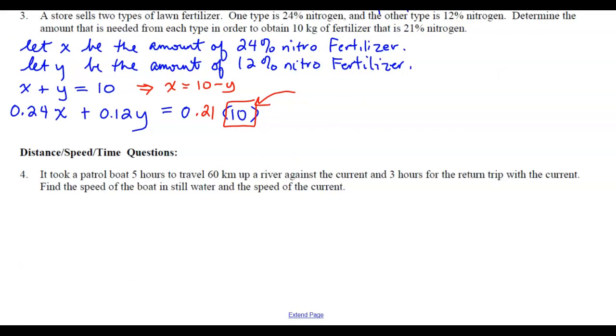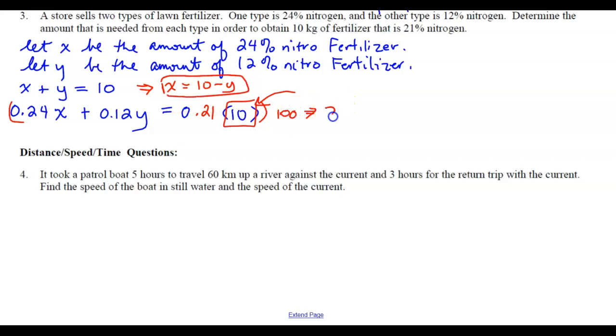Probably, for a lot of students, getting rid of the decimals prevents some errors of missing decimal places and that kind of thing. So I'm going to multiply this through by 10. So this one I solve for x. This one I'm multiplying by 10. Oh, not 10, sorry, 100.